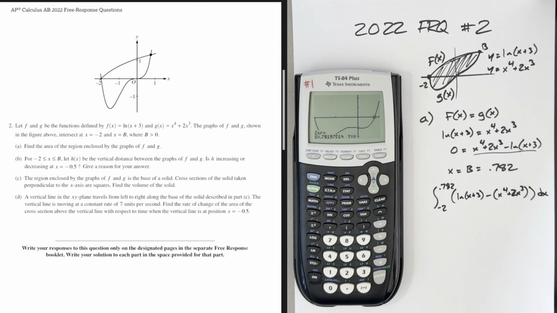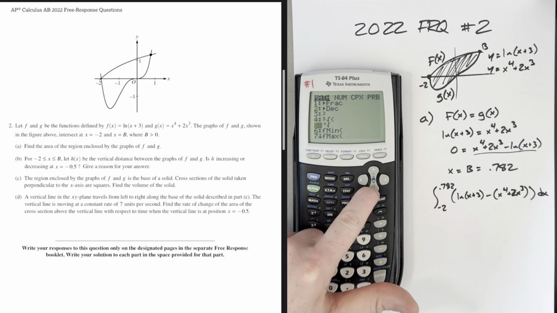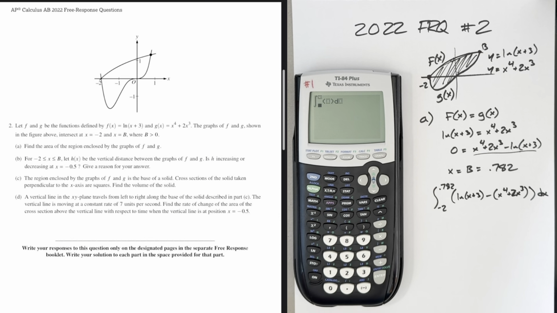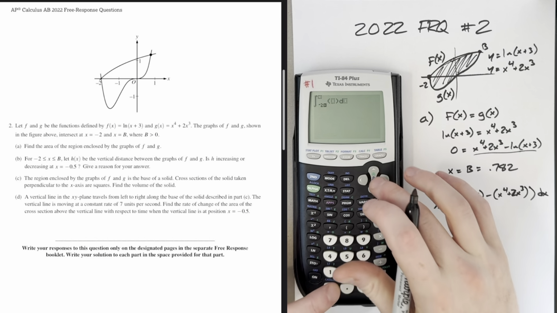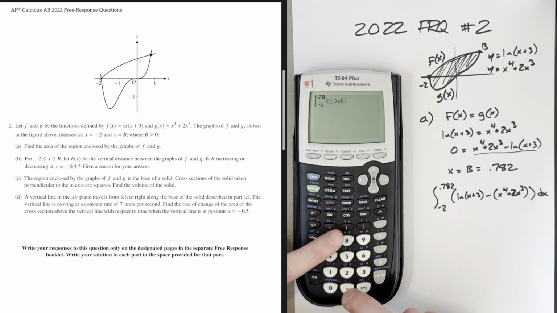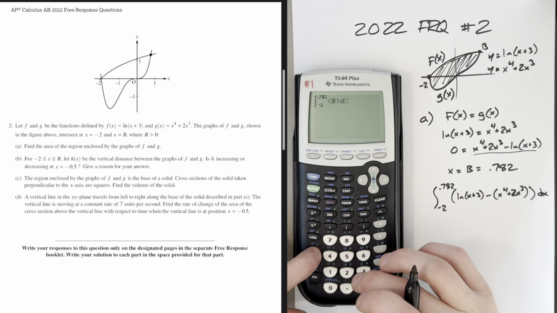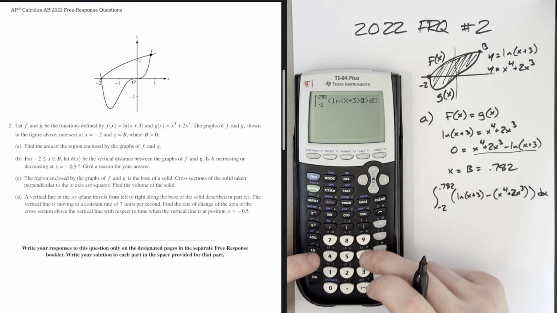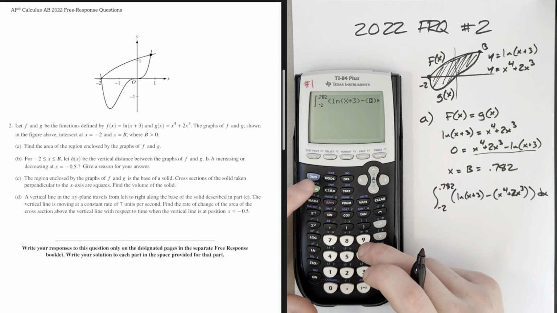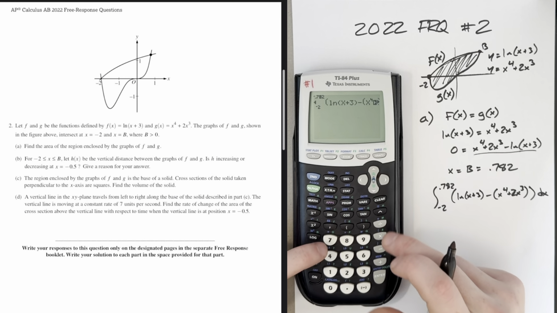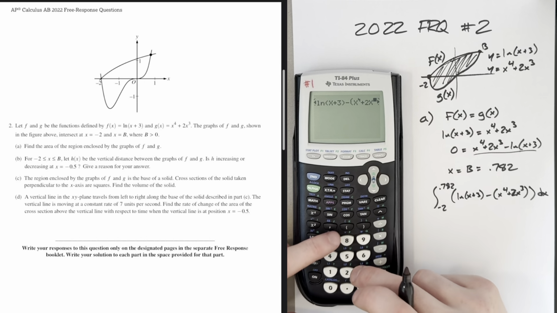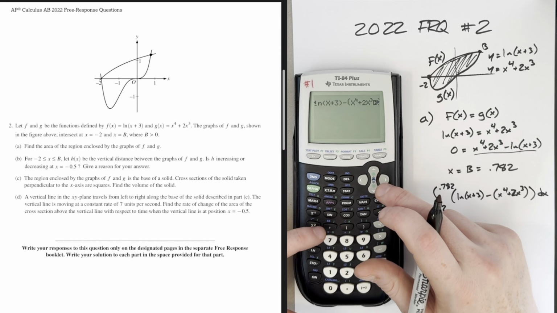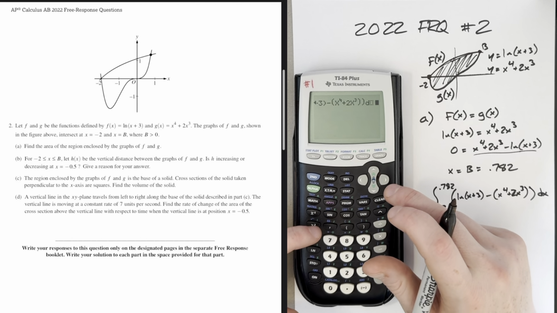And I can solve this using, if I go back to here, I have a really nice definite integral solver. So I'll go from -2 to 0.782 of, I gotta type all this out, the ln of x plus 3 minus x to the 4th plus 2x to the 3rd power, dx.